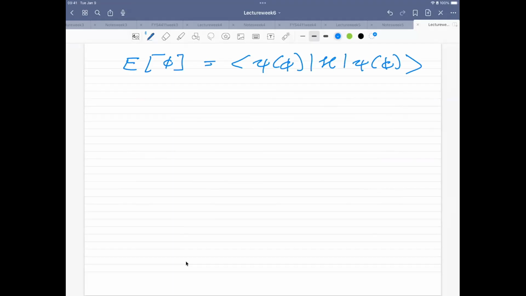And we need then to find the expectation values of this quantity, but we need also the derivative. So what we will need then is actually the gradient of this quantity here. And this is going to give us what is called the parameter shift rule.